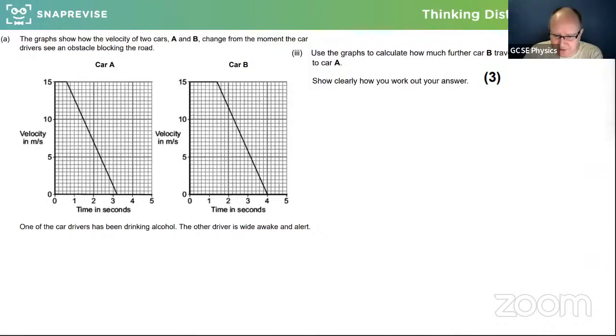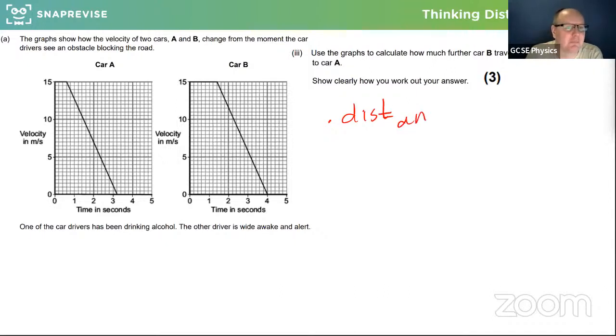Let's go back to this graphical question we looked at earlier. The graph is showing how two cars, A and B, change, how their velocity changes from the moment the car drivers see an obstacle. Now, we were talking earlier about which car driver was most likely to have been drinking alcohol, and that was car B. This question, though, asks us to calculate how much further car B travels before stopping compared to car A. So what we need to do is look at the graphs, and we need to remember that the distance can be found by finding the area under a velocity time graph.